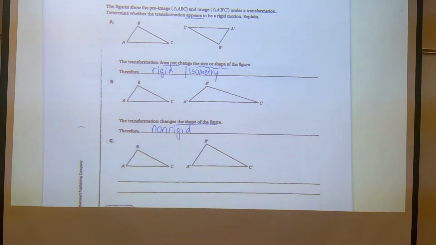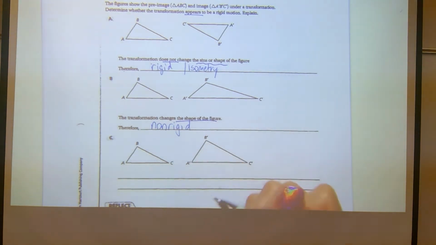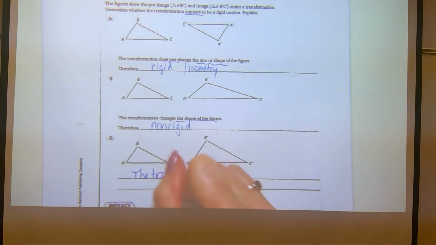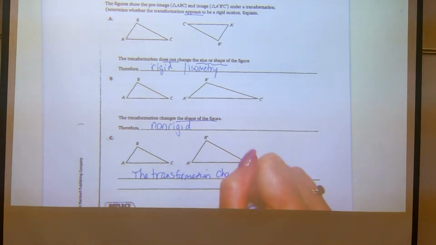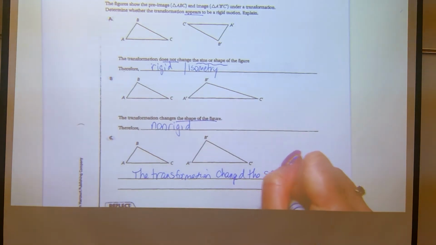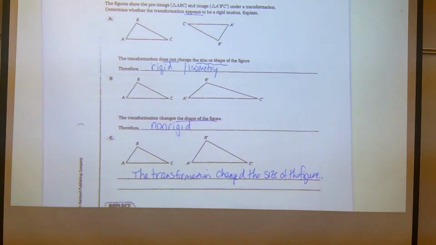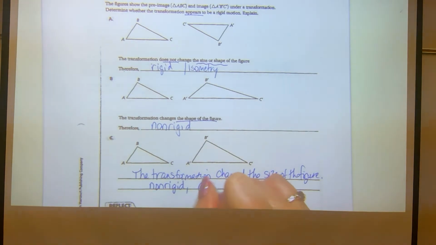Okay, on C, it looks like I have the same shape, but it looks like the transformation changed the size. If it changes the size but not the shape, then it is non-rigid and it is a dilation.